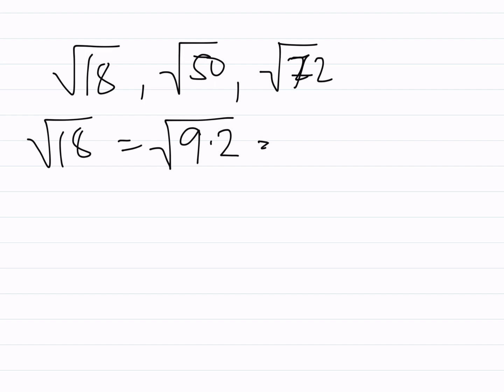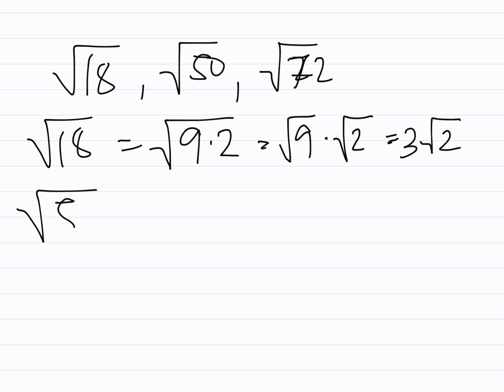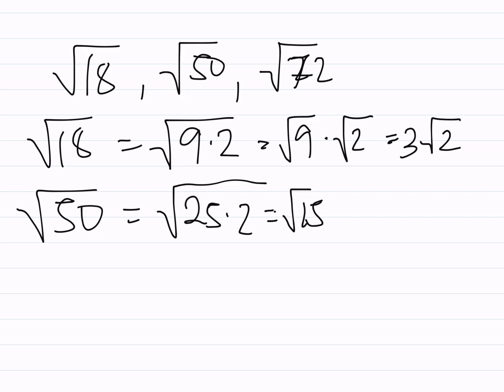Now get the square root of each factor. So square root of 9 times square root of 2, which is equal to 3 square root of 2. How about the square root of 50? What is the factor of 50 which has a perfect square? That is 25 times 2. So the square root of 25 times the square root of 2 is equal to 5 square root of 2.